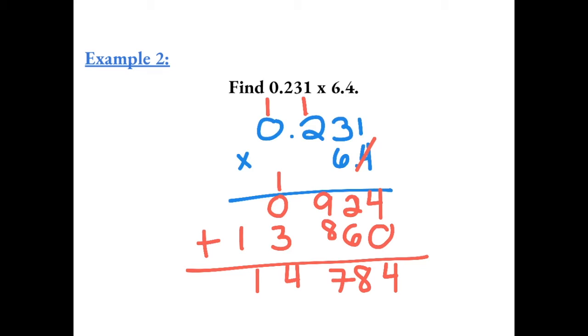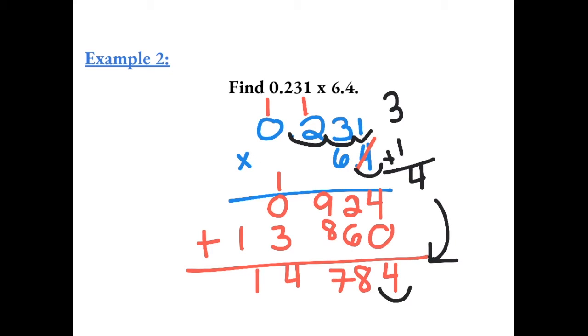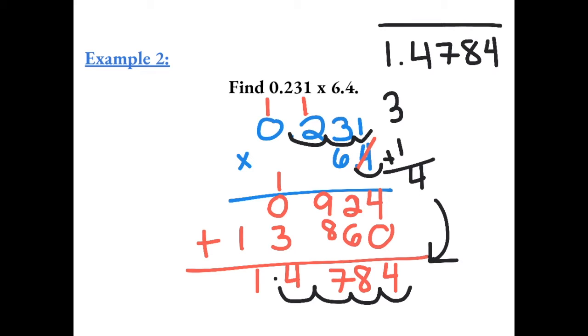Now, our problem has 1, 2, 3 numbers after the decimal, and then this has 1 number after the decimal, so our answer needs 4 numbers after the decimal. 1, 2, 3, 4. So our final answer is 1.4784.